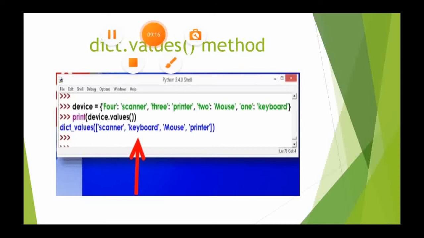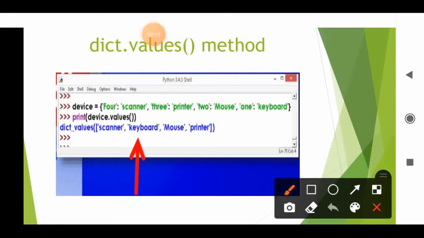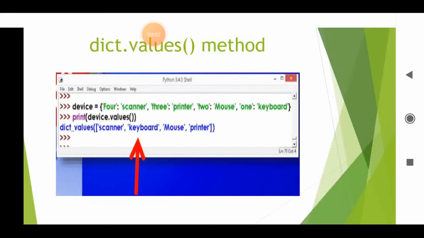Device equal to, here I have created a dictionary named device. Device equal to some set of item values, key value pairs. Print device dot values. That means it returns the list of values in the dictionary. What are the values here? Scanner, printer, mouse, keyboard. It will display dic underscore values: scanner, keyboard, mouse, printer, values alone. So the values function returns the list, the sequence, of values in the dictionary.